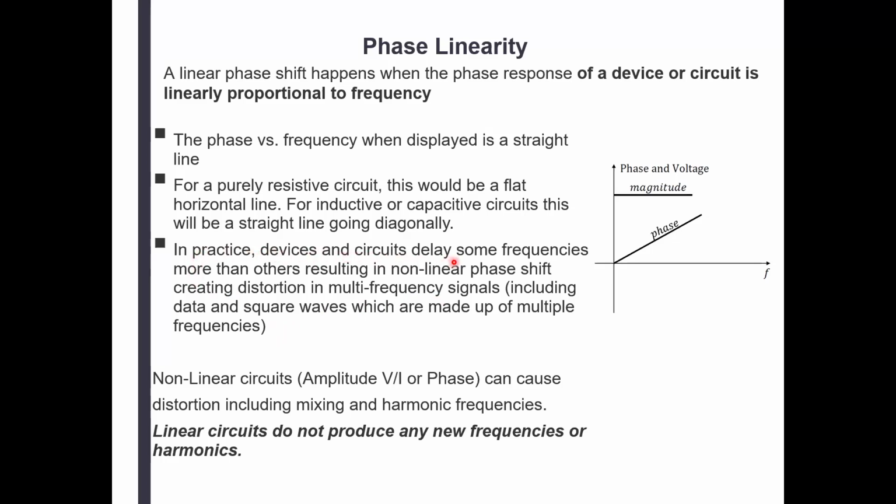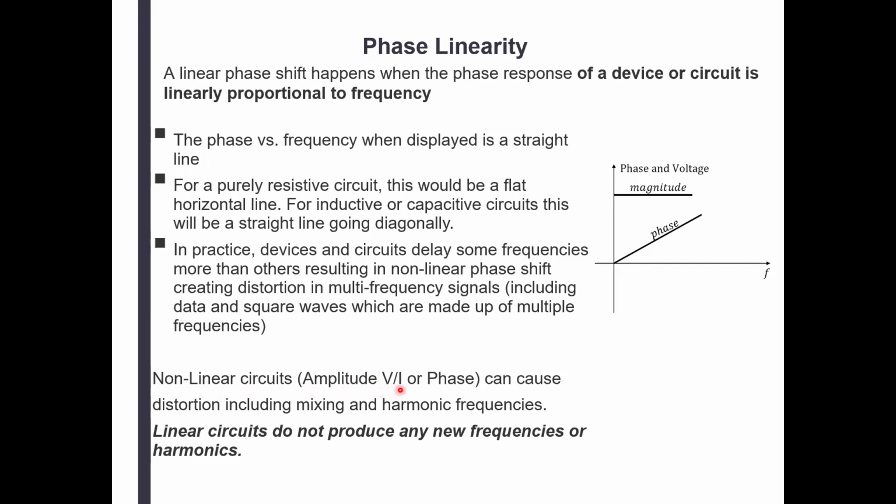In practice, devices and circuits delay some frequencies more than others, resulting in a nonlinear phase shift, creating a distortion in multi-frequency signals, including data and square waves, which are made up of multiple frequencies. So if we get a square wave being transmitted, and the square wave consists of many frequencies composed into that square wave shape, then we might get a completely different shape at the end if the frequency response, or the phase shift, is non-linear. Right?